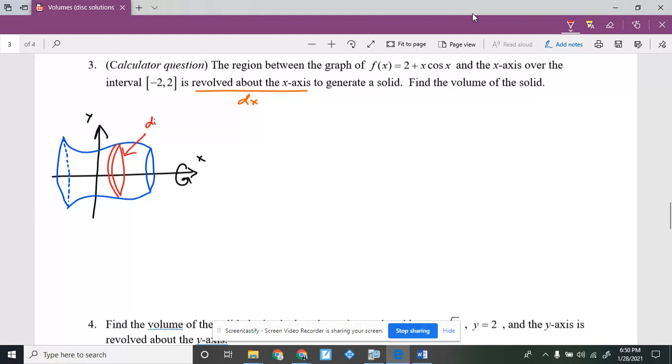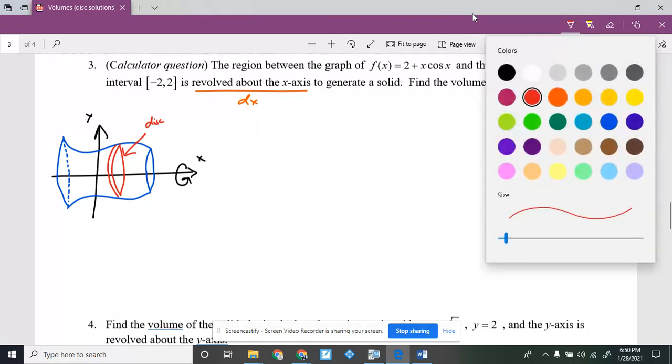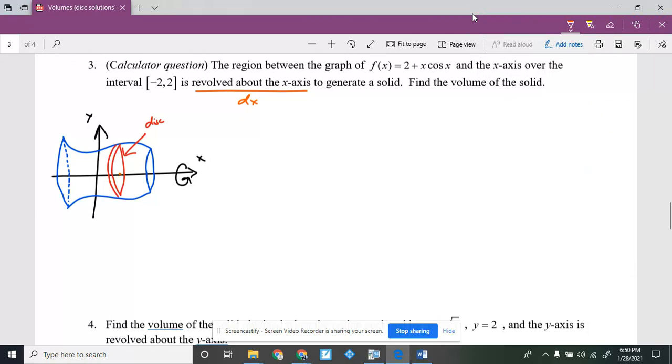In fact, no matter where I draw this cross section, kind of like we did those retinal scans with the area problems, right? It would always be a disc. And in fact, even further, the radius of that disk is always going to be figured out the same way. It's the functional distance between the x-axis and this curve. So the radius is just whatever this f of x is.